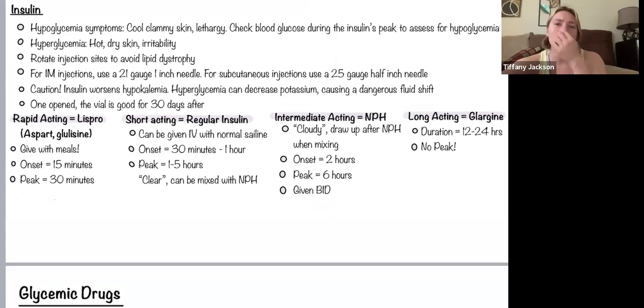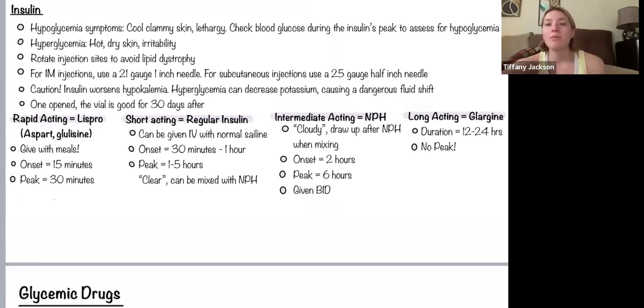Once we open a vial of insulin, it is good for 30 days. Our rapid-acting insulin, this is our insulin lispro. It's important that we give this one with meals because it has a very, very quick onset. Short-acting insulin, this is our regular insulin. Remember, regular insulin is the only insulin that can be given in an IV. This works in 30 minutes to 1 hour.